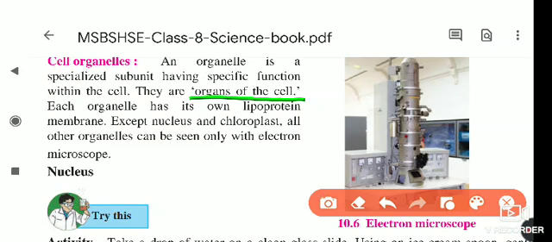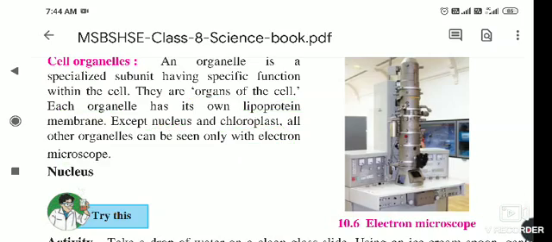Just as we have organs in our body, in the same way the cell also has its organs, and these are called cell organelles. Each cell organelle has its own lipoprotein membrane, except the nucleus and the chloroplast. All other organelles can be seen only with an electron microscope.